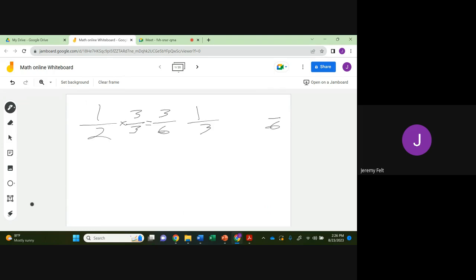Now I know 3 times 2 because I just did 2 times 3. So 3 times 2 equals 6. And I have to multiply top and bottom by the same thing. So I end up with 1 times 2 and 3 times 2. Okay. So 2 over 6 is equivalent to 1/3.